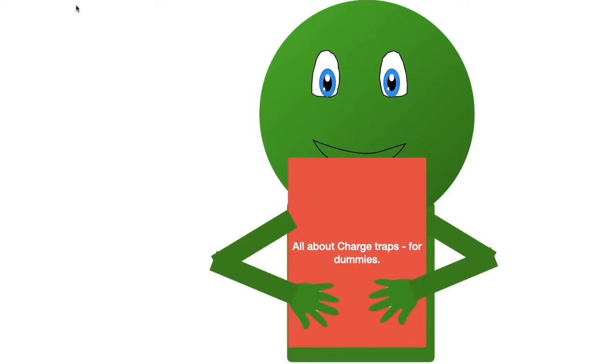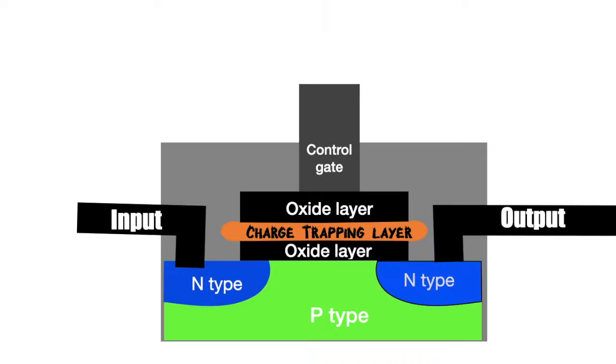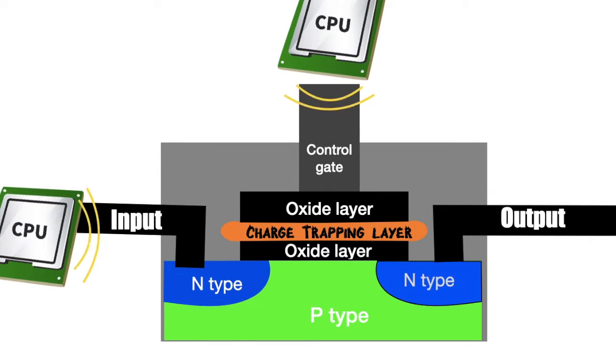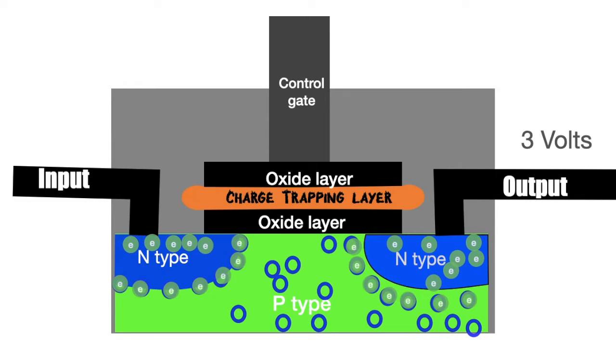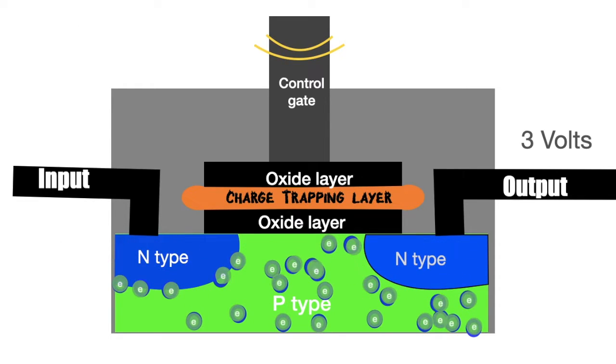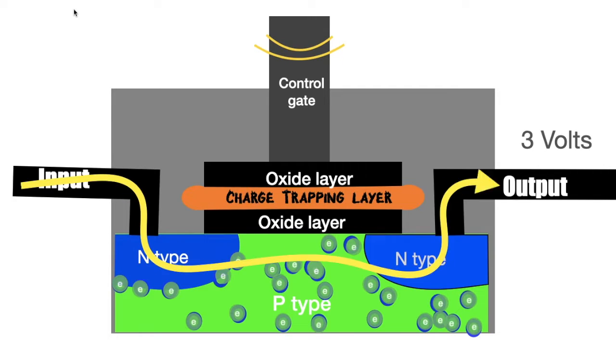To read the info on a charge trap, the CPU applies a voltage to the input and the control gate. Naturally, the electrons in the N-type will attempt to fill up the holes in the P-type. As they do so, they create a barrier, repelling any other electrons attempting to attract with a hole. The voltage from the control gate will break down this barrier, allowing the current from the input to freely move across the P-type and through the output, which gives a 1.